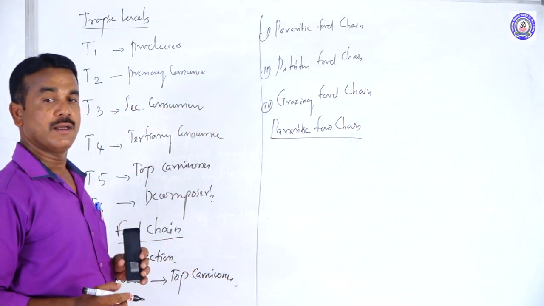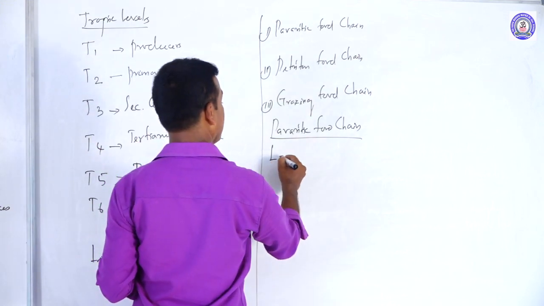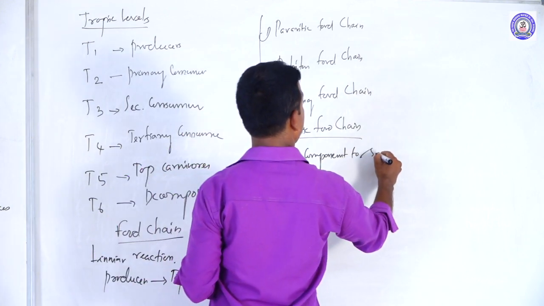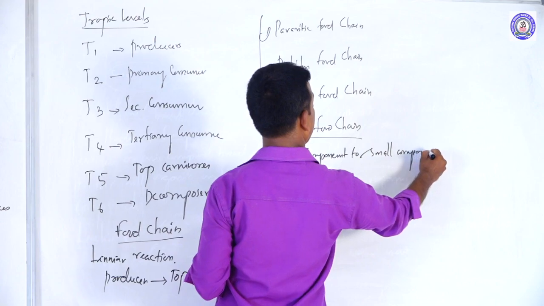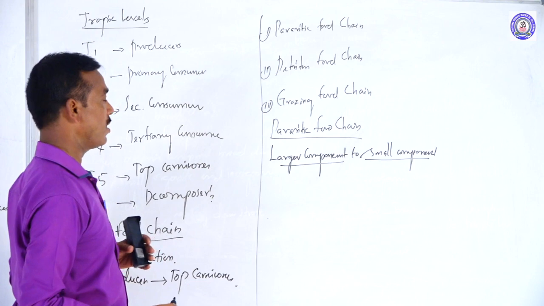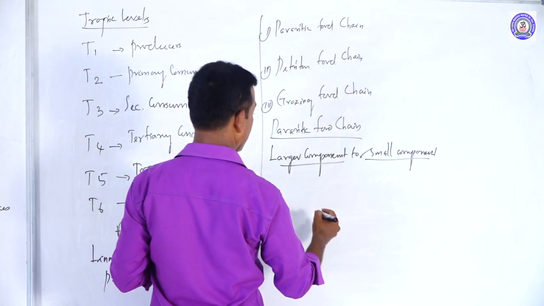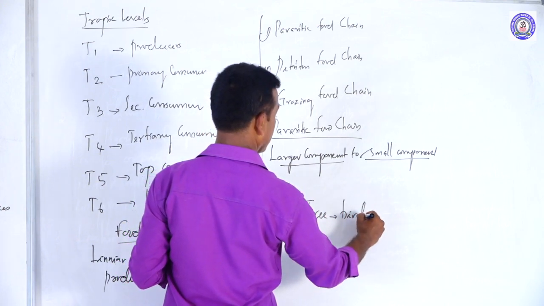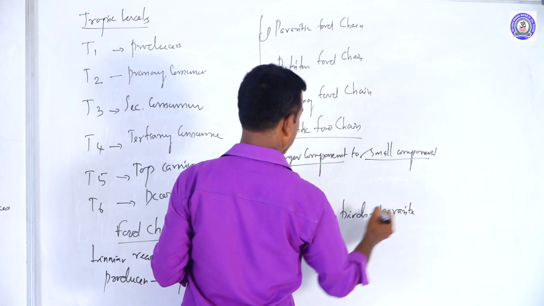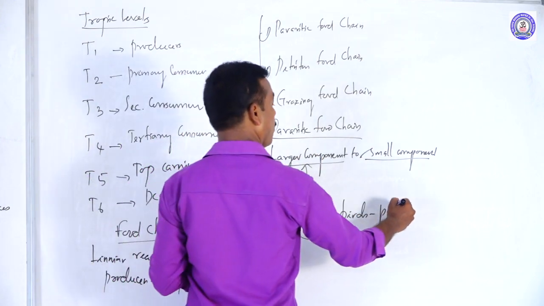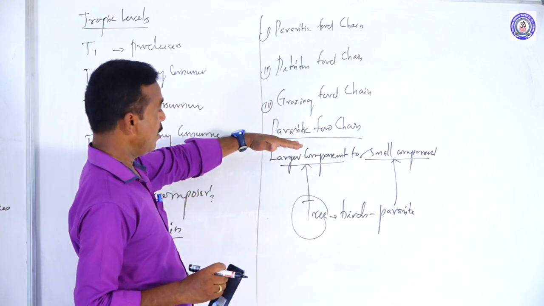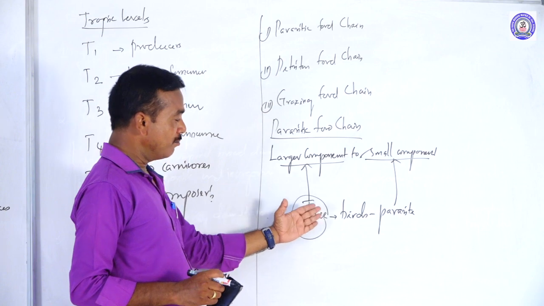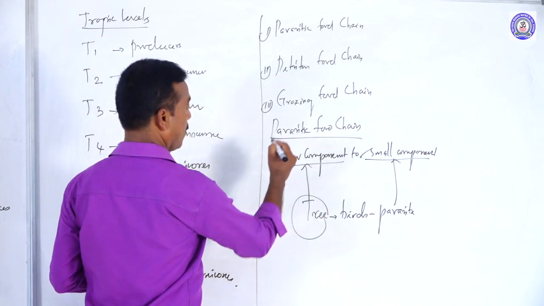What does the parasitic food chain mean? The food chain can start from the largest component and go to smaller components. The largest component is commonly called tree, then birds, then parasites. So tree is the larger component and parasite is the smaller component. So the parasitic food chain starts from the larger component to the smaller component. The flow of energy from tree to bird to parasite is commonly called the parasitic food chain.